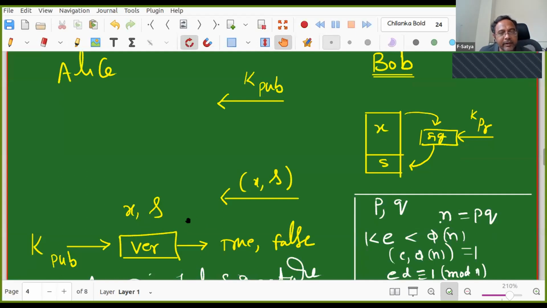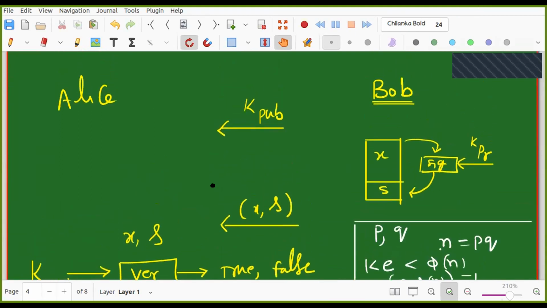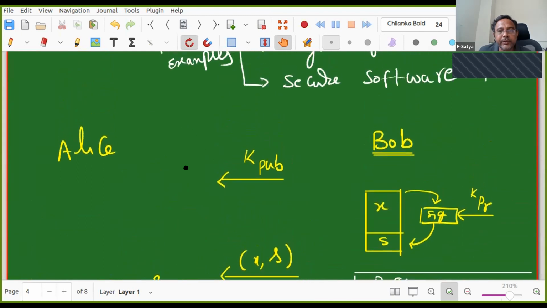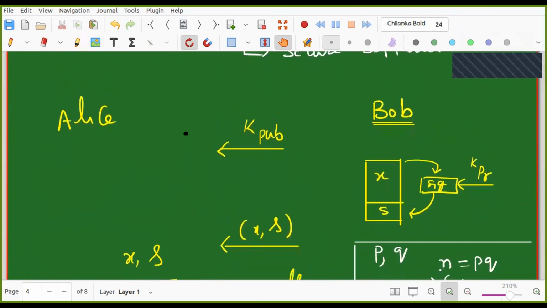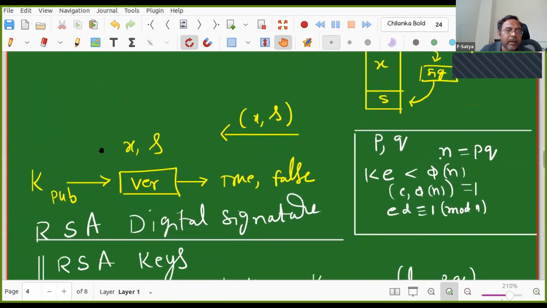Are the three parts clear to you? Integrity, authentication, and non-repudiation. How powerful it is. This is what you understand. Kanak, is it clear to you? Yes, sir. Yeah, good. Okay. Suresh, is it okay? Yes, sir. Yeah, good. Okay.